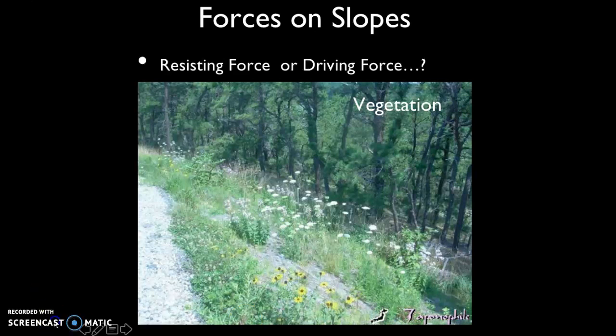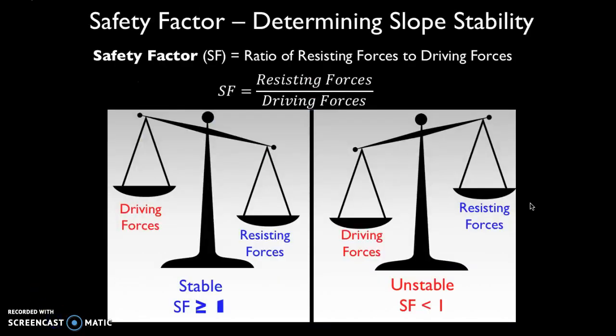So when we are trying to determine that slope stability, we use something called the safety factor, or the factor of safety. This factor of safety, or again safety factor, otherwise known as SF, is going to be the ratio of the resisting forces over the driving forces. So again, if you have resisting forces being greater than driving forces, then the safety factor is going to be greater than 1. If you have driving forces being greater than resisting forces, then the safety factor is going to be less than 1. So you can think of it as a balance kind of example.